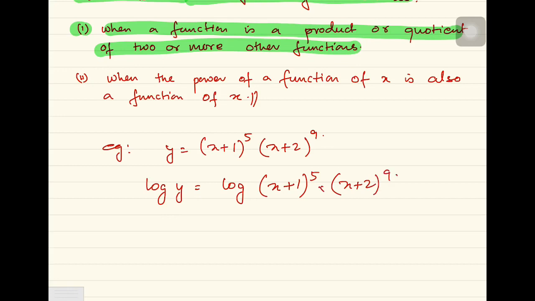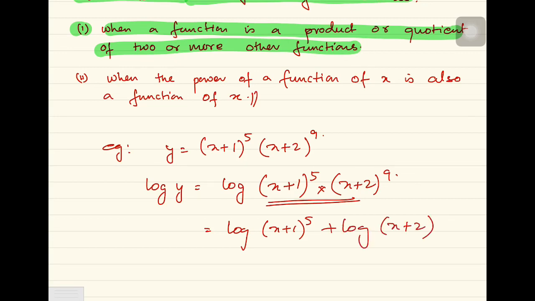If this happens, you know the multiplication, when subjects are being multiplied, I can use the property. What is the property, everyone? This looks like log a into b, so I can say log a plus log b. Can I not write like this, everyone? Because the subjects are being multiplied. You know the product rule of logarithm. Then the power comes front, 5 log (x + 1), and then, sorry, 9 comes front, so log (x + 2).